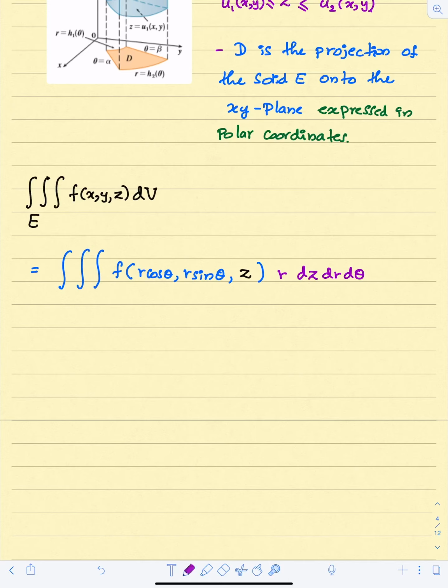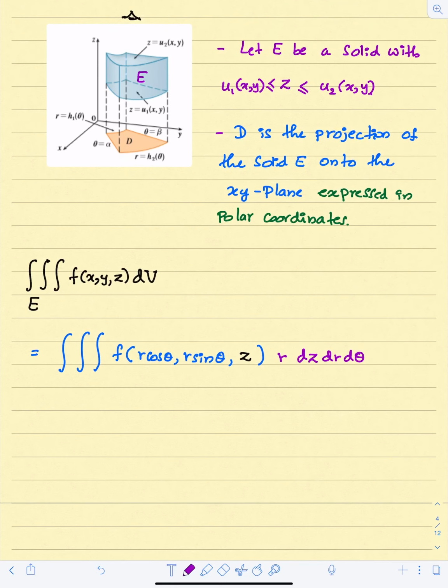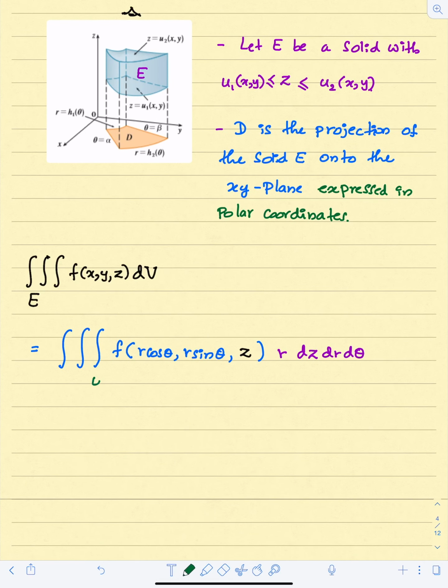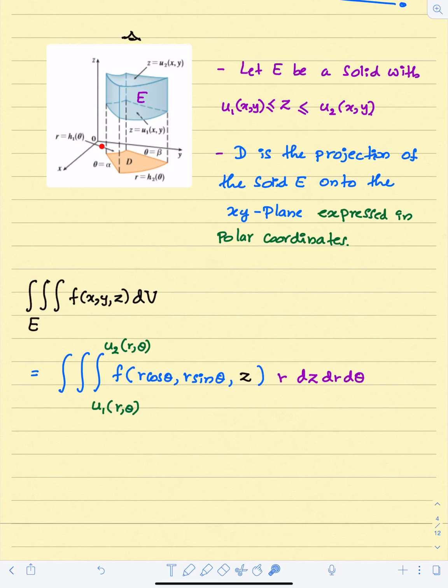Now the inner integral corresponds to the z variable, and z values are bounded by two surfaces. Here we want to express those two surfaces in terms of the cylindrical coordinates. That is why I wrote u1 of r comma theta and u2 of r comma theta, and the middle integral corresponds to the r variable. Now this figure says your r goes from h1 of theta to h2 of theta. So in general these can be functions of theta.